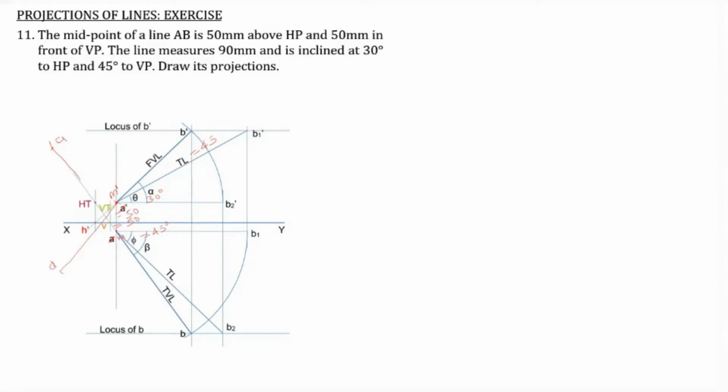So let's see how it is being drawn. First, the animation part. This is our XY line. Now we go for M dash. We mark the point M dash, 50 millimeter above the XY line, and then mark the point M, again 50 millimeter in front of VP. So these two points we can mark.